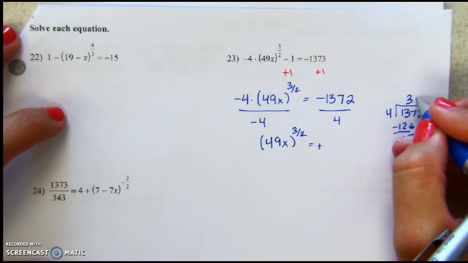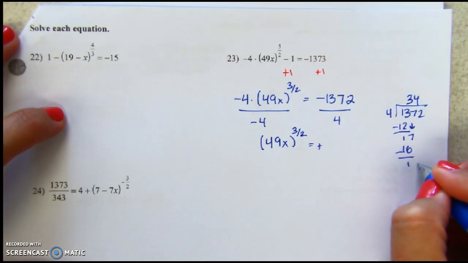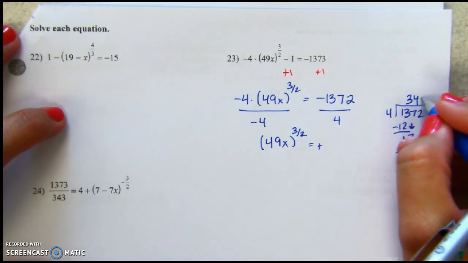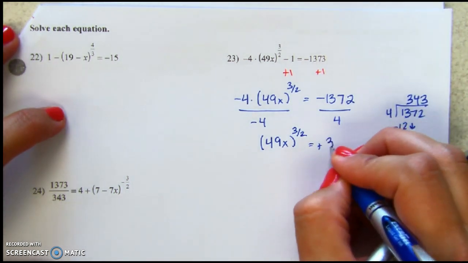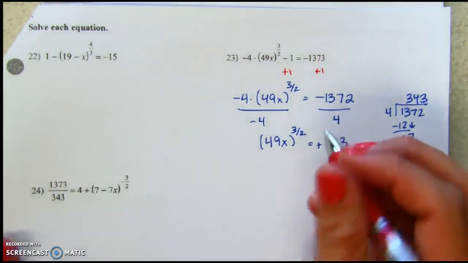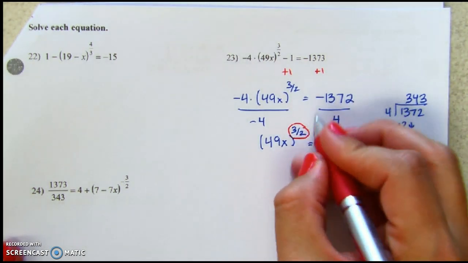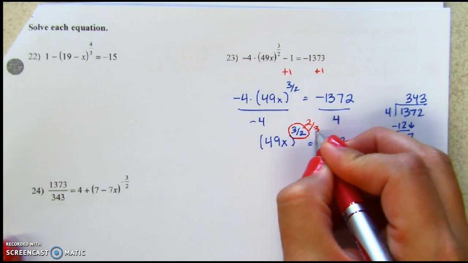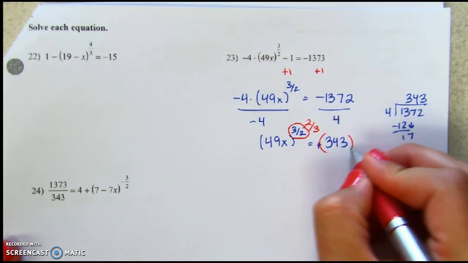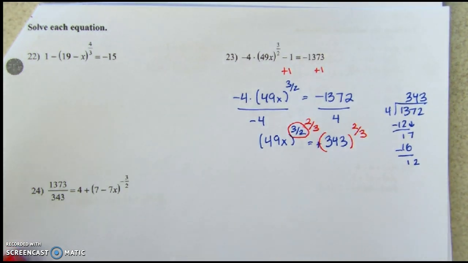4 goes into 17 4 times. 4 times 4 is 16. Minus 1. Bring down the 2. 4 goes into 12. Oh, look, 343. 343, that's a special number. 343. We should know what that is. Okay, do you see this rational power? In order to get rid of it, we're going to raise both sides to the 2/3. So I'm going to raise this to the 2/3 power, and it would cancel.